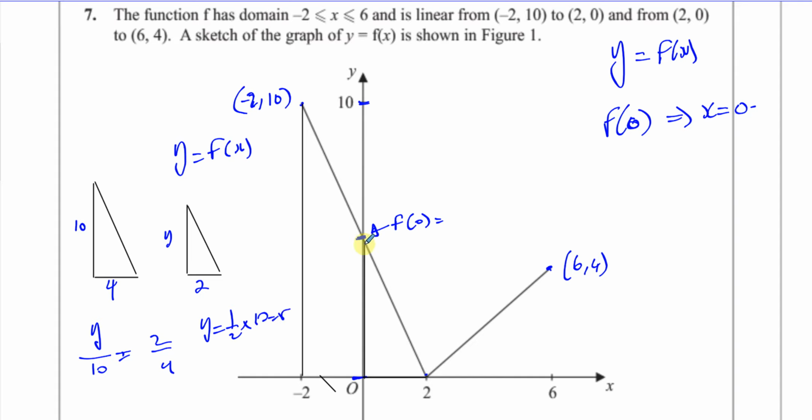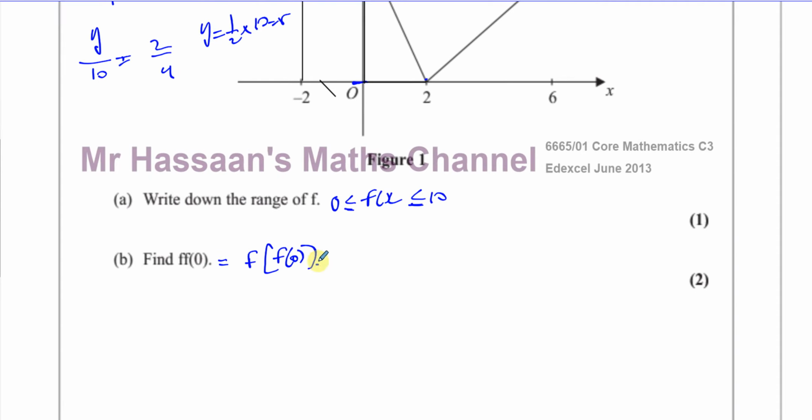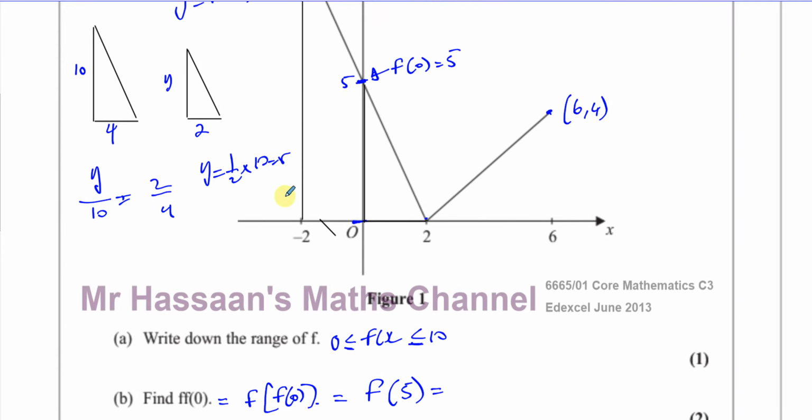So I know that that distance is 5, so f(0) is equal to 5. I know f(0) is equal to 5. But that's not my answer. It says find f(5). So you have to find what happens when you put x equals 5 into this function. So you've got to substitute x equals 5 into this function here, and see what it hits us.